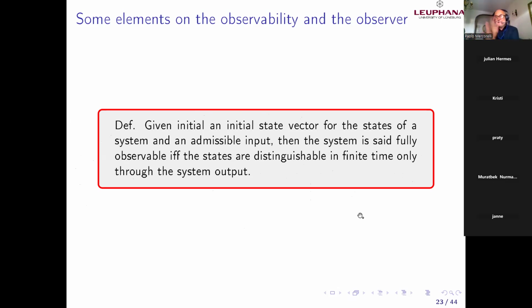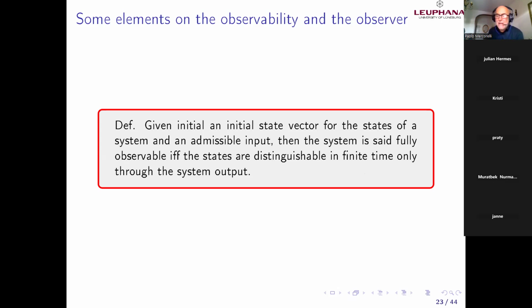This means that I can distinguish, I can notice the difference between the states, but just to show you that we have definitions, and the definition is related to also other concepts, finite time. Don't learn the definition, just to give more feeling. But again, I would like to emphasize only through the system output. As I told you at the beginning, the input can help when building an observer.